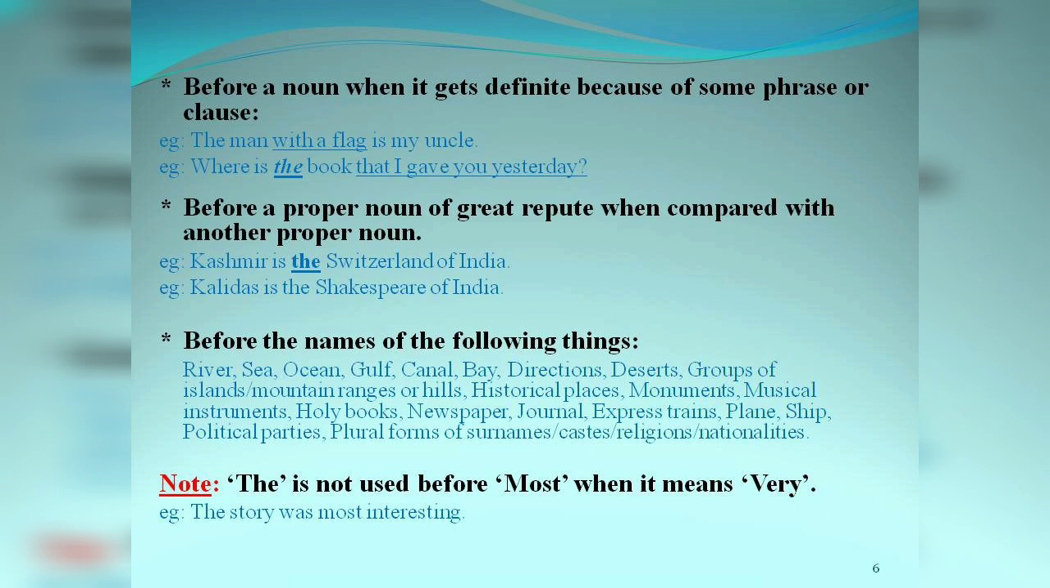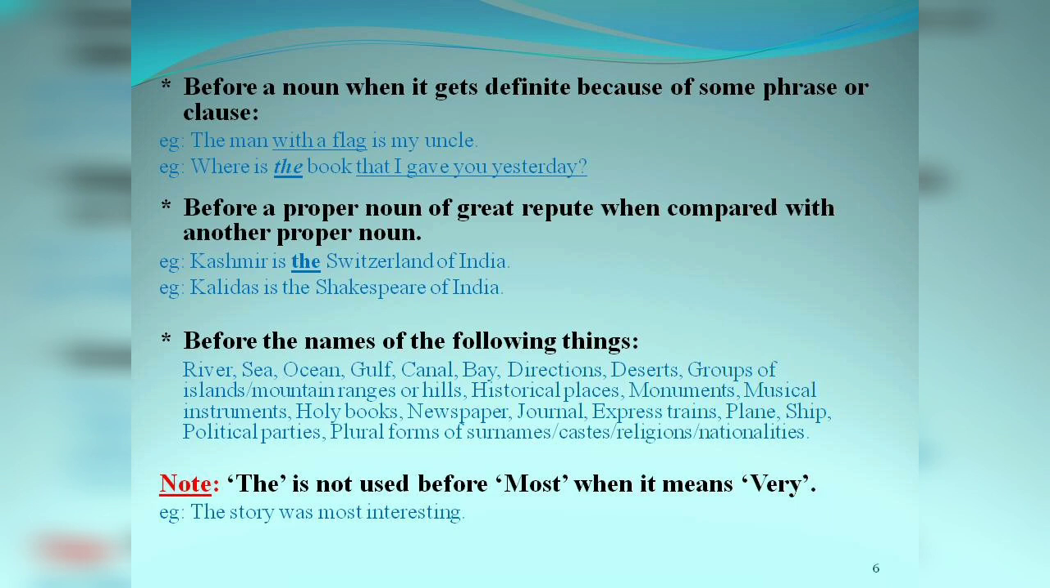Plural forms of surnames like the Sharmas, the Guptas, the Khuranas. Plural forms of castes: the Brahmins, the Meenas. Plural forms of religions: the Hindus, the Muslims, the Christians. Or the plural forms of nationalities: the Indians, the Africans, the Americans, the Japanese. This way.